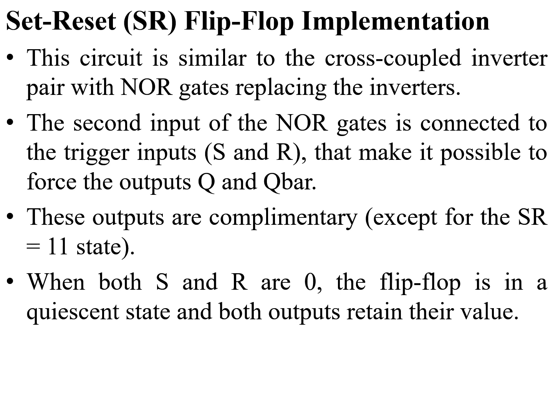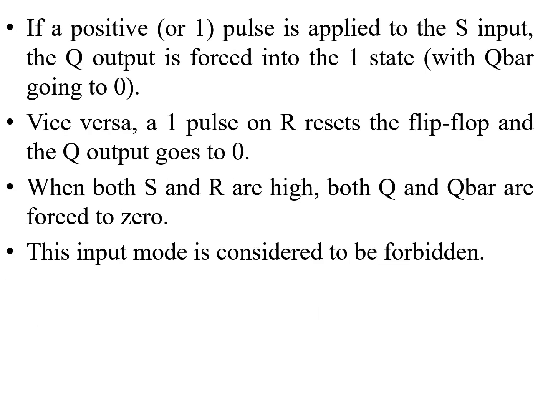When both S and R are 0, the flip-flop is in the quiescent state and both outputs retain their value. If a positive 1 pulse is applied to S, then the Q output is forced to the state 1 with Q bar going to 0. Similarly, when a 1 pulse is applied on R, it resets the flip-flop and Q output goes to 0. But when both S and R are high, both Q and Q bar are forced to 0, which is considered a forbidden mode.